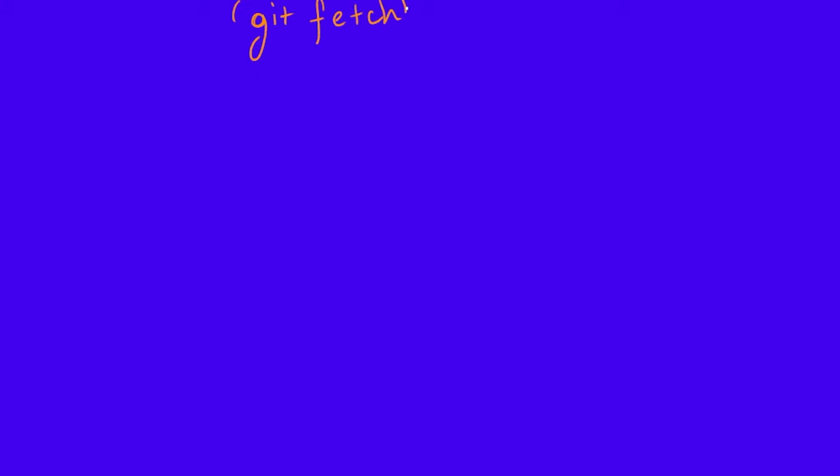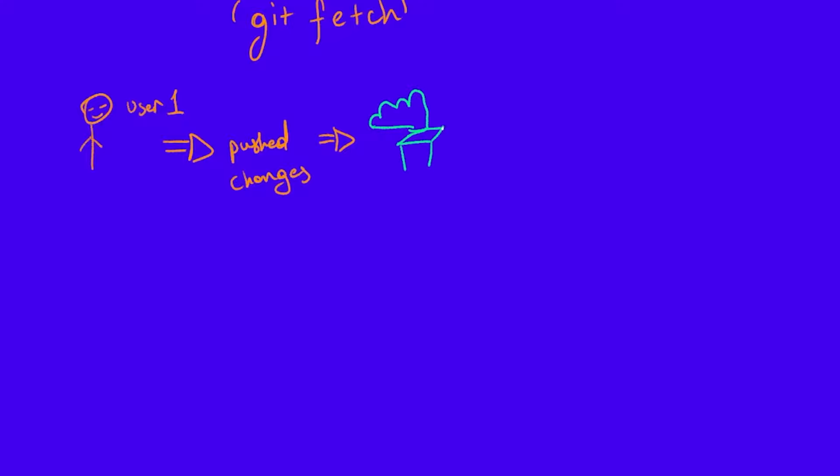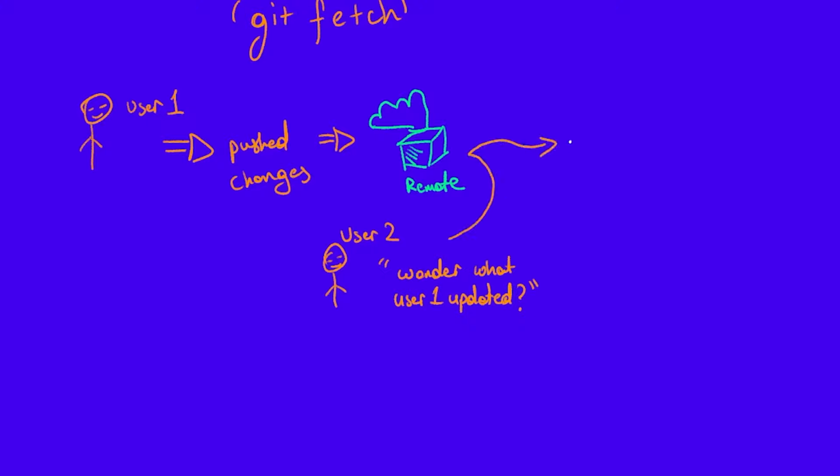The git fetch command in Git is used to retrieve changes from a remote repository, but does not automatically merge those changes into your current working branch. Instead, it updates your local references to the remote repository, allowing you to see what changes exist without incorporating them into your local working directory.